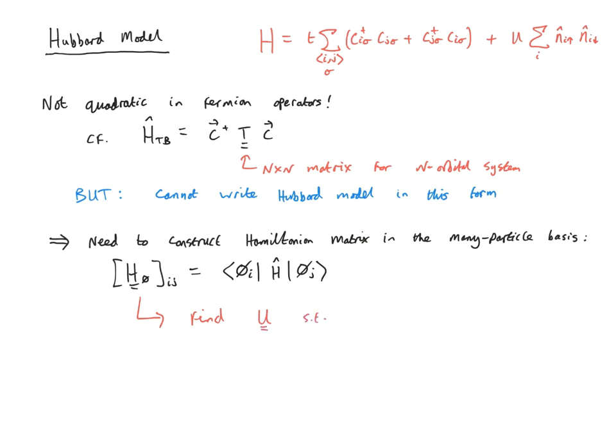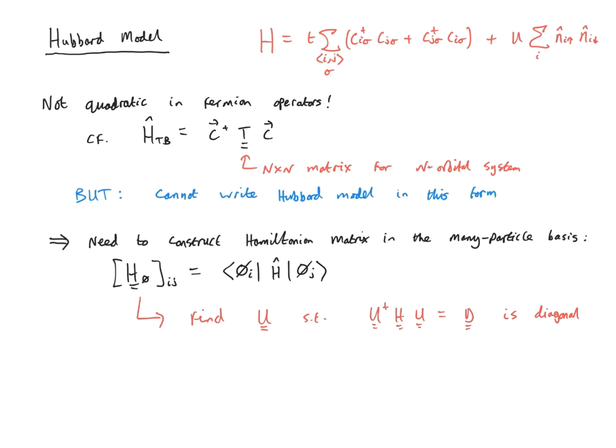Which basically means we need to find a matrix U such that U dagger H U is equal to a diagonal matrix. And as we showed in the previous lectures, this is completely equivalent to solving the Schrödinger equation. The rows or columns of our matrix U are the wave functions, and the diagonal elements of the matrix D are our energies. But here comes the catch.